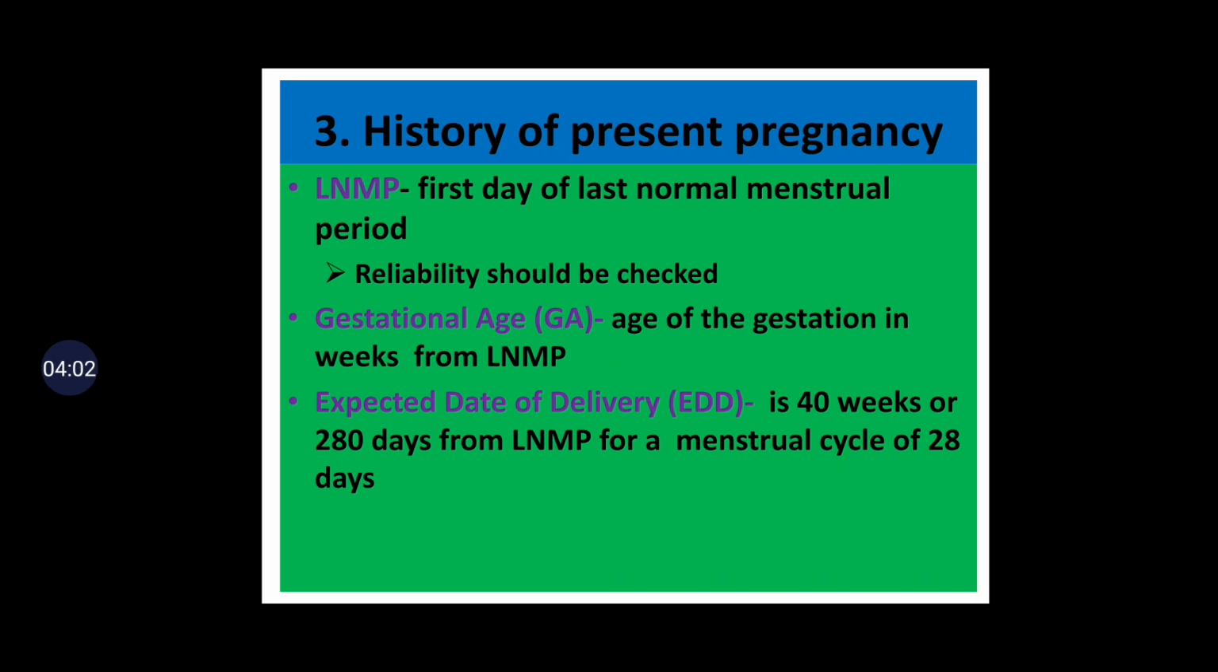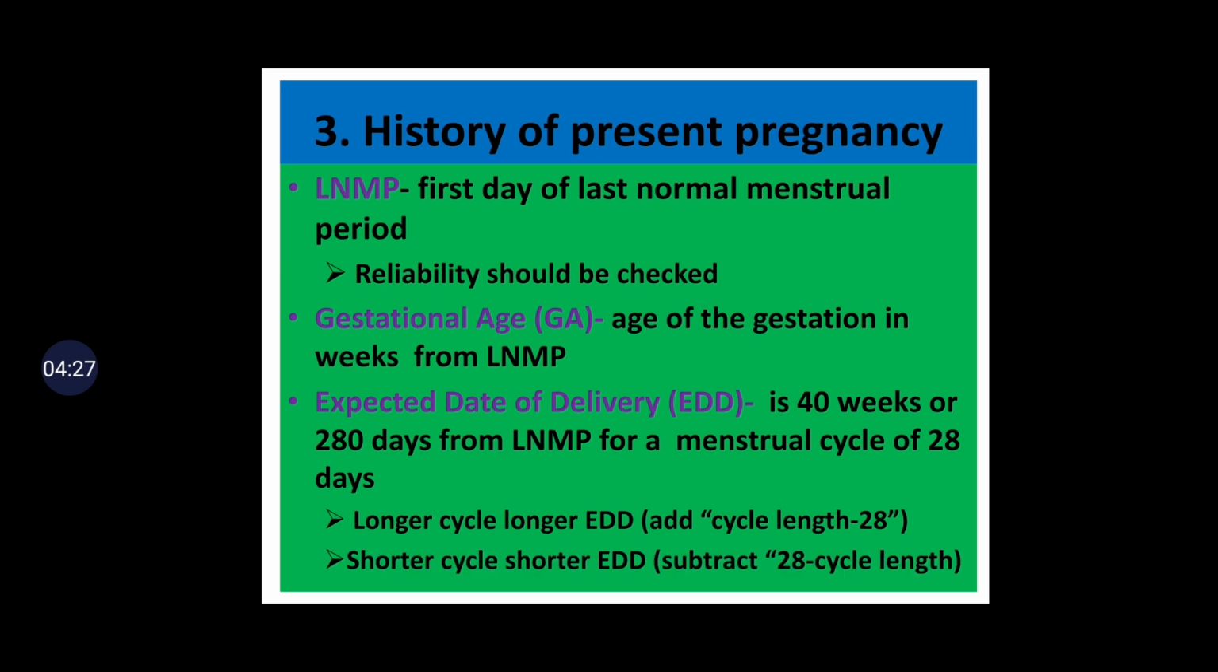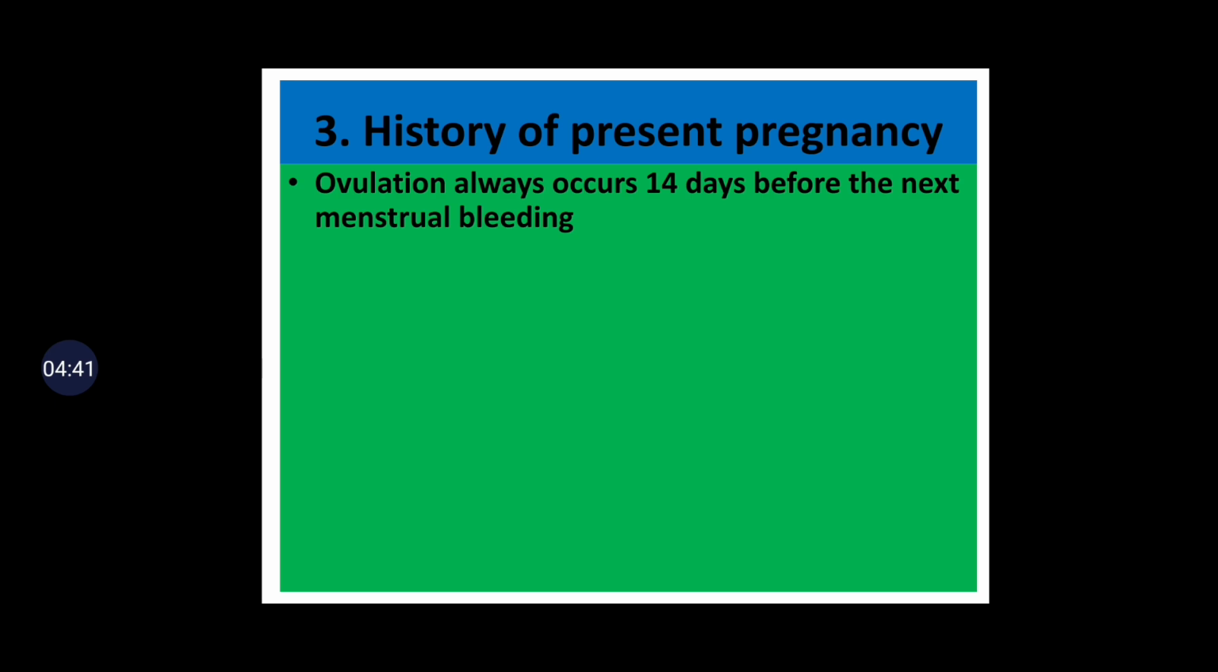Expected date of delivery. It is the date when a normal pregnant mother is expected to deliver, and it is 40 weeks or 280 days from last normal menstrual period for a menstrual cycle of 28 days. Around 5% of pregnant mothers deliver on EDD. The longer the cycle, the longer the expected date of delivery. So add cycle length minus 28 for longer cycle. For the shorter cycle, the shorter the EDD. So subtract 28 minus cycle length from the EDD.